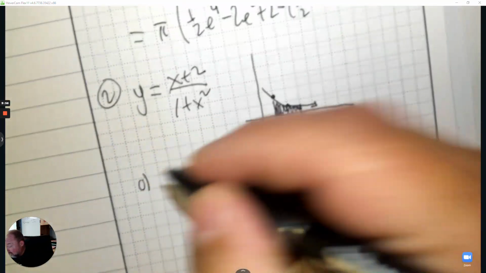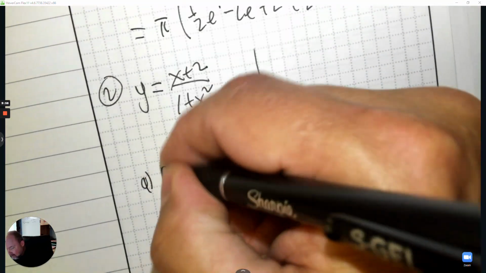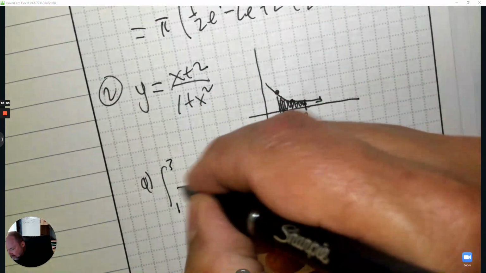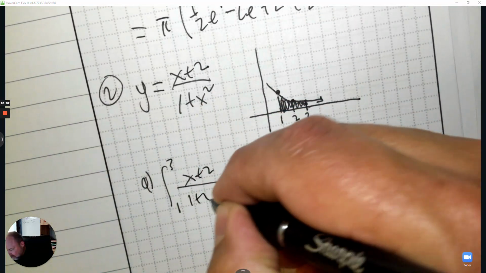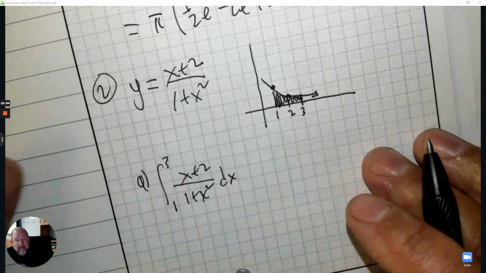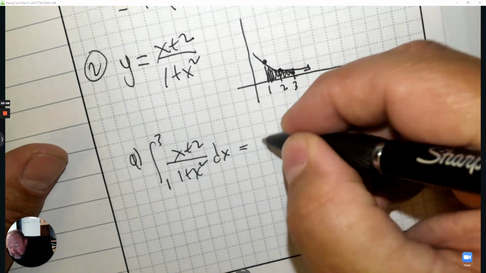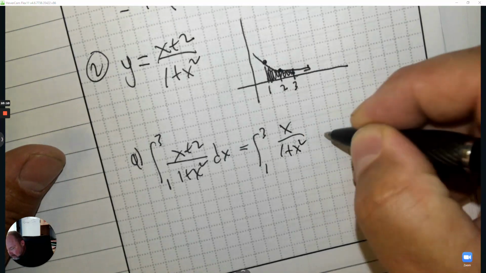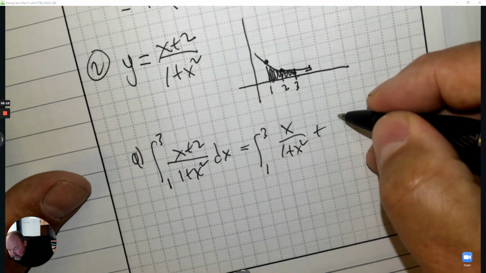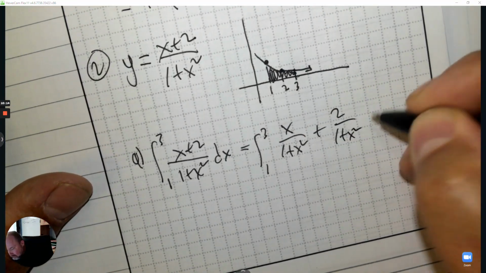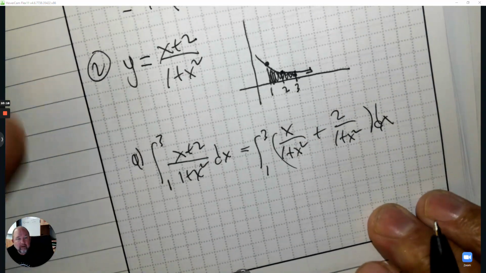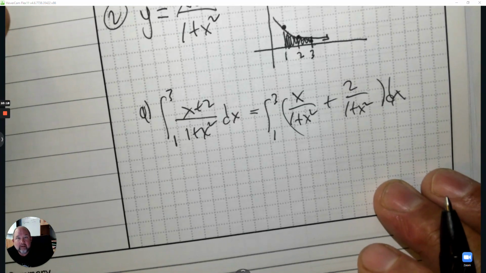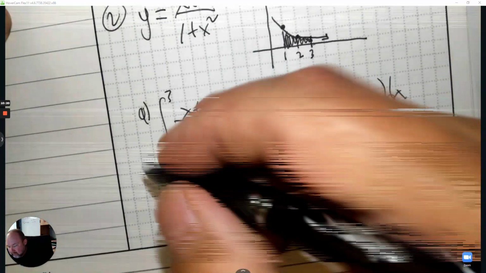So part A says, hey, find the area of that. Well, that's integrating from 1 to 3, and I'm going to integrate this. And now the question is, how would I integrate? So this is a classic example of separating it. So I'm going to go x over 1 plus x squared, and then 2 over 1 plus x squared. 1 is a logarithm, and 1 is arctangent.